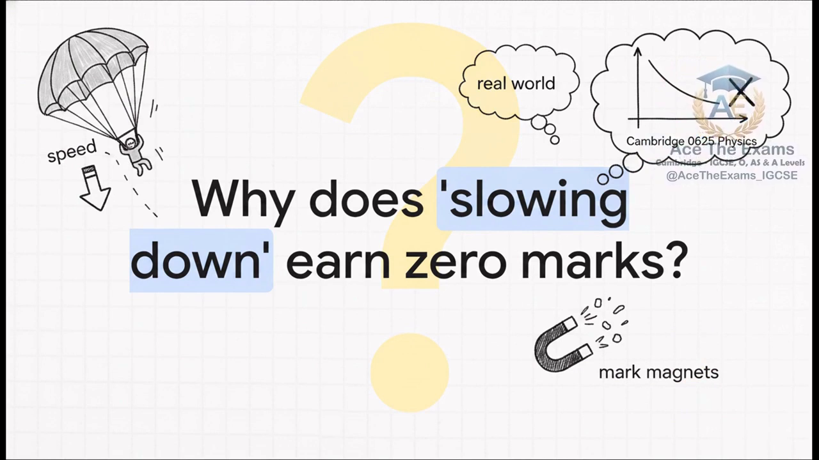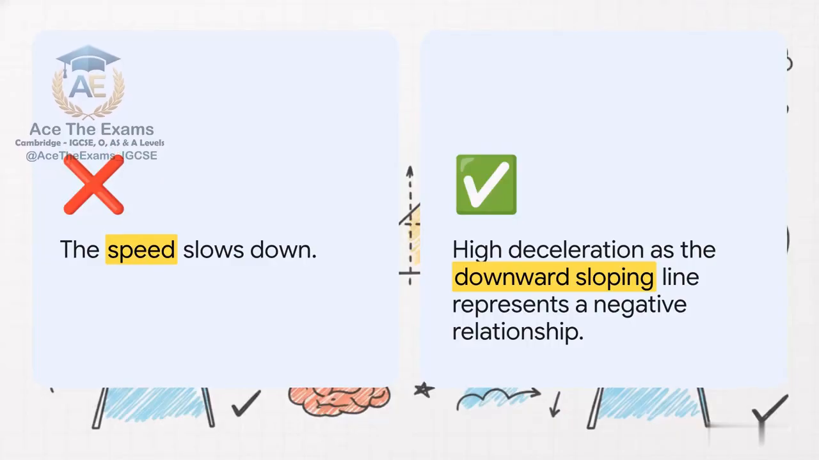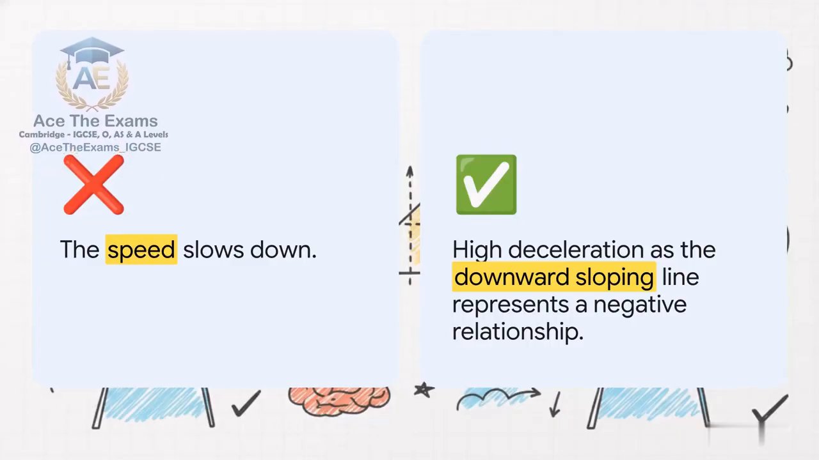Now, you might be wondering, why on earth is that wrong? It seems perfectly logical, right? I mean, in the real world, the parachutist is, in fact, slowing down. But here is the brutal, unavoidable truth of Cambridge 0625 physics. Ordinary revision completely fails because it focuses entirely on what you think your teacher wants to hear. It completely ignores the highly specific mark magnets that the examiner is actually permitted to reward on their mark scheme. If the word isn't on their list, you don't get the point. It's really that simple.